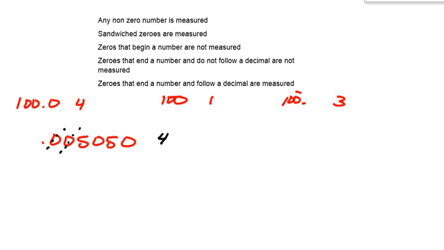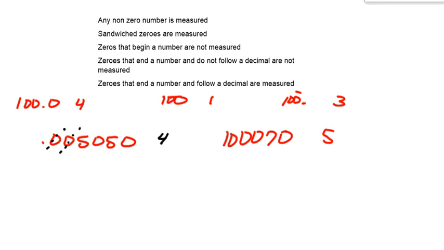So hopefully that makes some good sense. We'll do a couple others to see if you can follow that. All right, let's go on to 100070. All right, let's try this one. The 1 counts and the 7 counts. By default, they're non-zero numbers. Now, these zeros are sandwiched between 2 significant digits, so they count, so we know that they're measured. And the last 0 here ends the number, but does not follow a decimal, so it doesn't count. So this one has 1, 2, 3, 4, 5 significant digits in it.